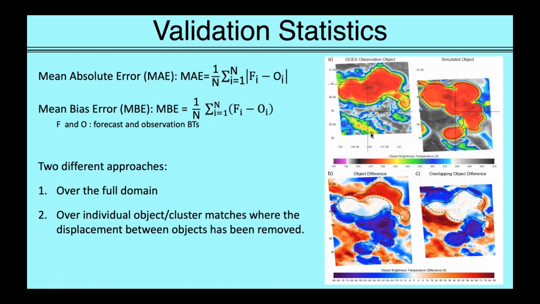What we can then do is if we just took this area minus this area, including the brightness temperatures I didn't plot here, this is what our object difference would look like in figure B. But if we overlap them, we get a lot more area where the brightness temperatures are more consistent. And what this allows us to do is look at the brightness temperatures of matched objects without having to worry about whether or not there is a displacement between them. We are able to remove displacement.